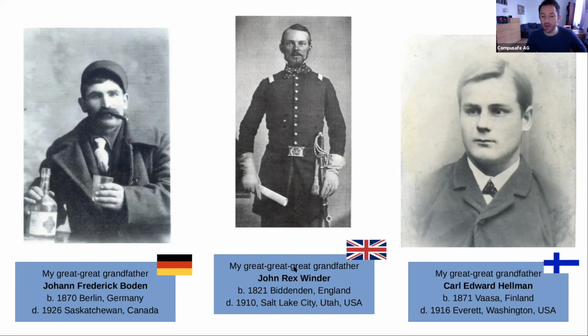And then my great-great-great-grandfather, John Rex Winder, was born in England in the 1820s, and he came over in the 1850s to Utah to settle. And here he is in uniform, and he looks a lot like one of my uncles as well. And then here's another great-great-grandfather on my mother's side, Carl Edward Hellman, and he was born in Vasa, Finland, and also came over as a young man to the United States.